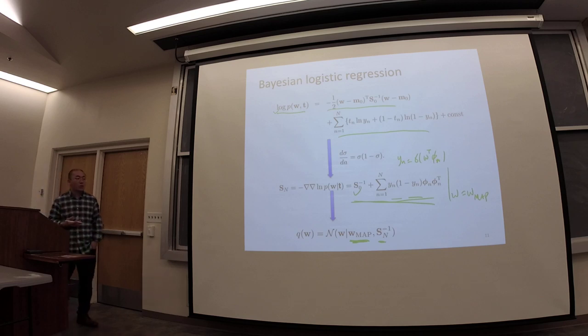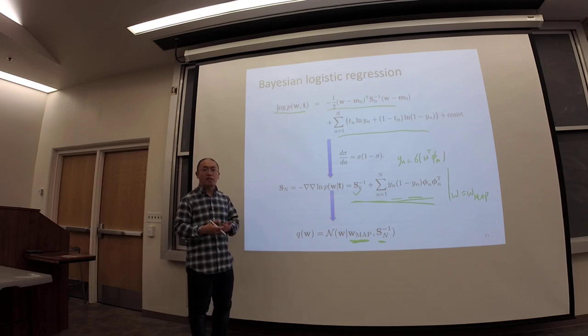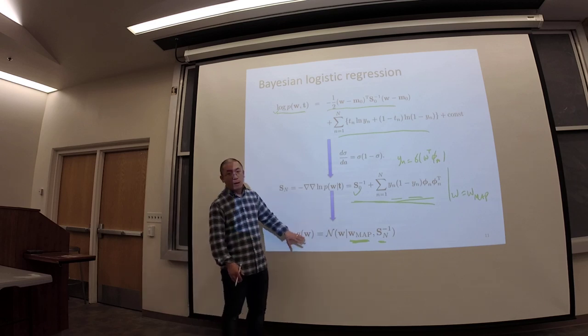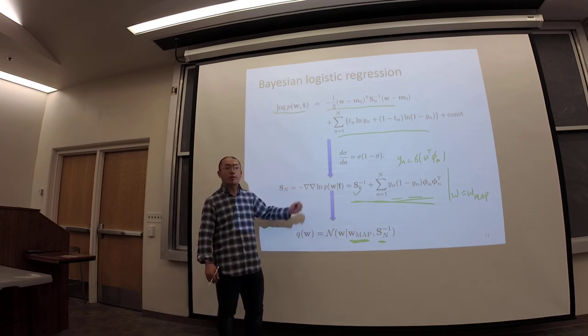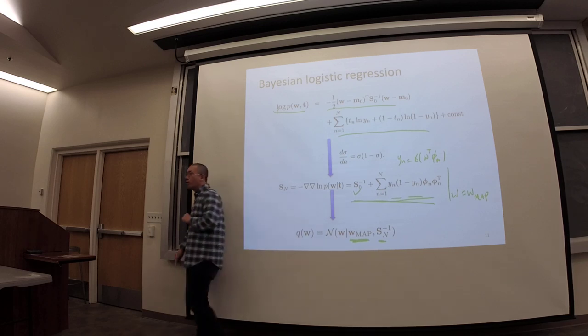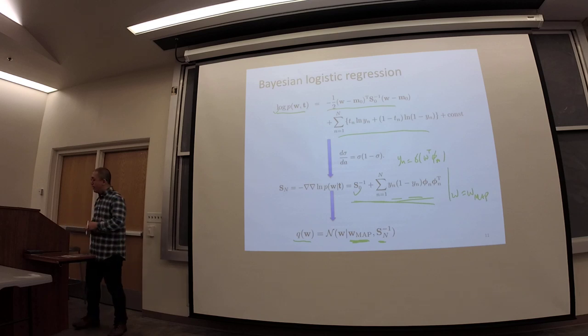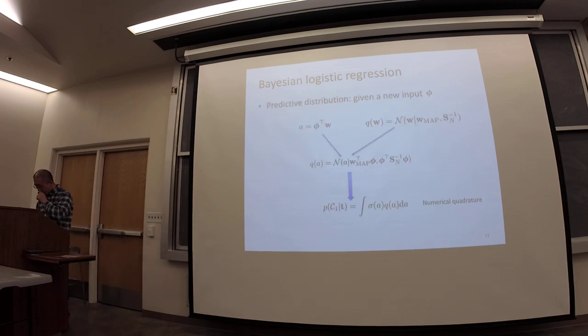If you happen to develop a Newton-Raphson method to maximize your Bayesian logistic regression model, you can immediately obtain your Laplace approximation. Just reuse everything you have calculated during optimization. Now with this approximate posterior distribution of the weight vector in hand, let's see what we can do. We want to compute a predictive distribution given a new input.